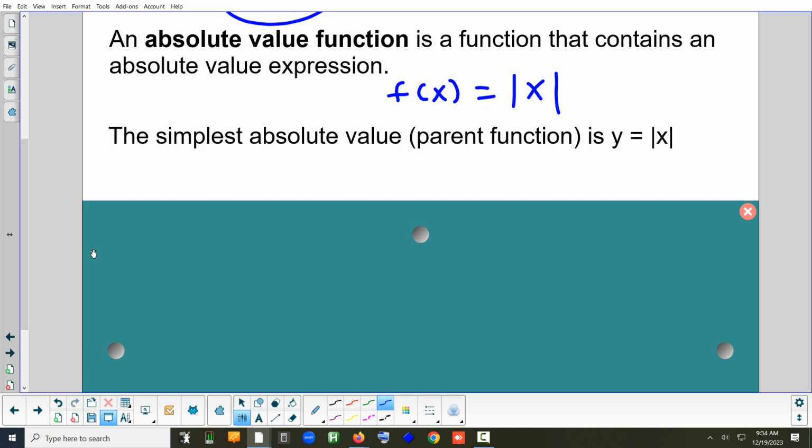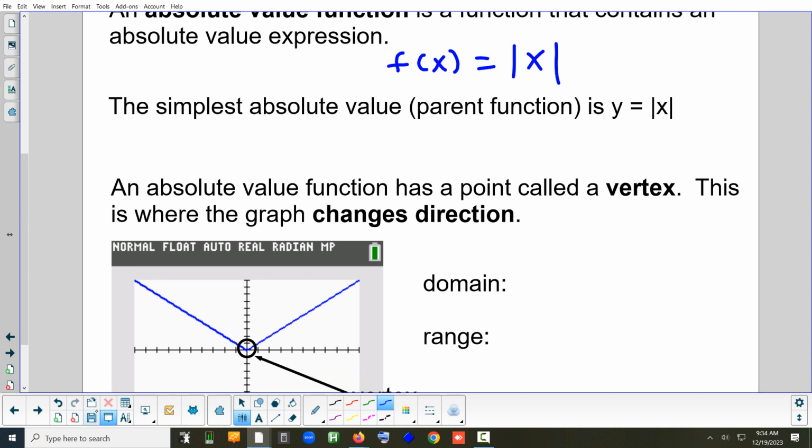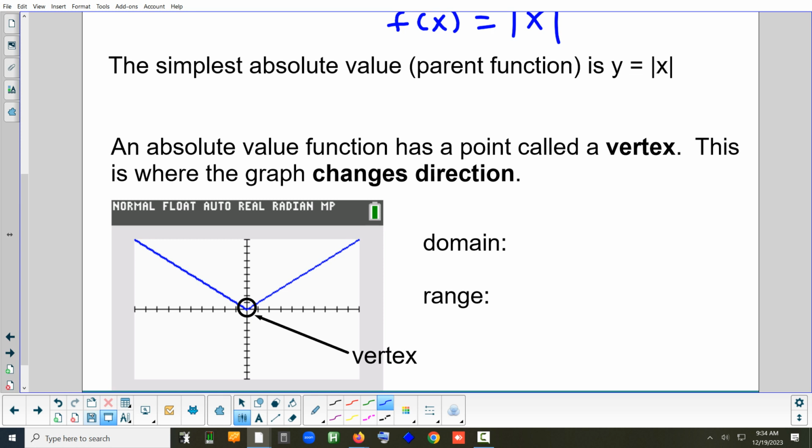Now, absolute value looks a little bit different. It's not a line. Does anyone remember what shape I said it's going to be when we draw a picture of it? A V. It's going to be a V. And what it looks like is that graph in blue. Okay, that's the shape of it. And you'll notice that all of a sudden it changes direction. It's going down, and then it bounces off and starts going up. Where it bounces off, that point is called a vertex. That's the point where the graph goes down and then changes direction. Okay, any questions on that?